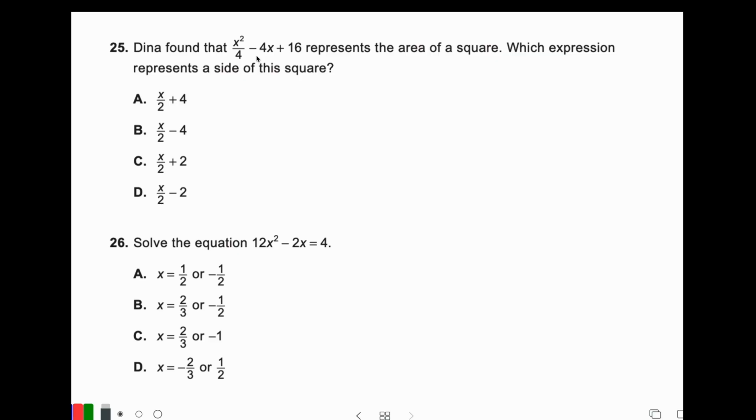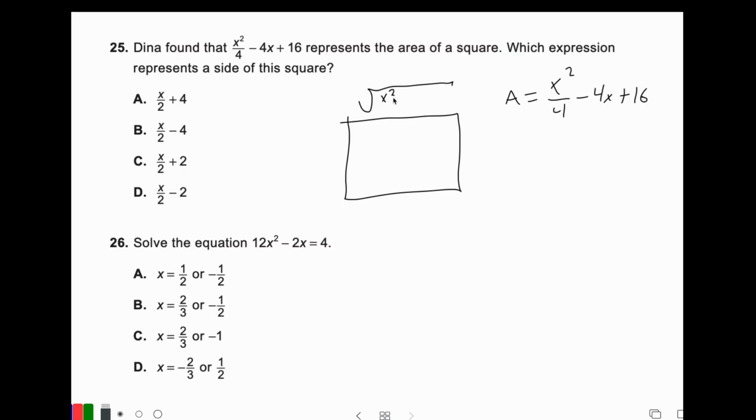represents the area of a square. Which expression represents a side of the square? So all you're doing is factoring out the same term, because when it says that this is the area of a square, it means that the square root of this will equal one side. If you draw this out, the area equals x squared over 4 minus 4x plus 16. And the way we can solve this is just by factoring, and we're going to get the same term twice.